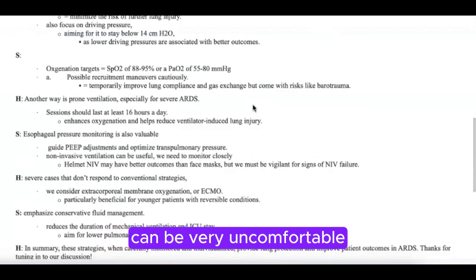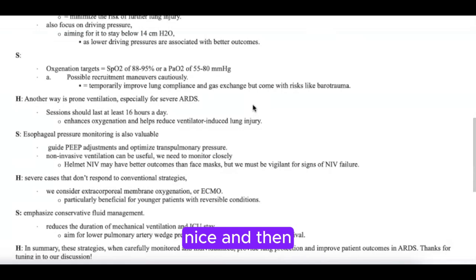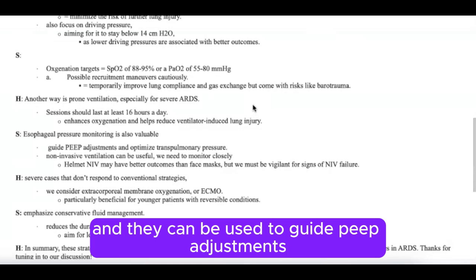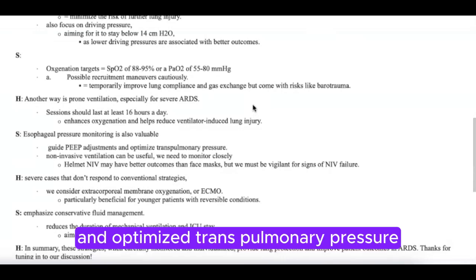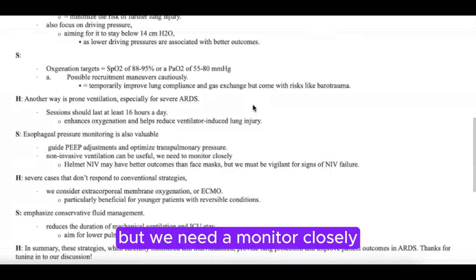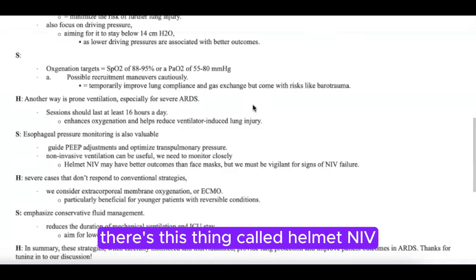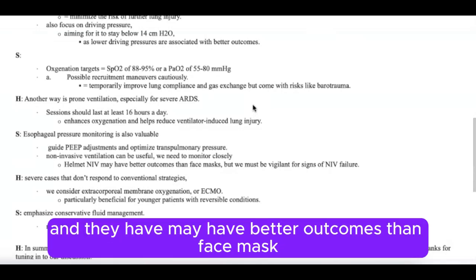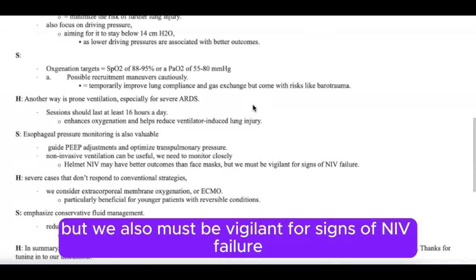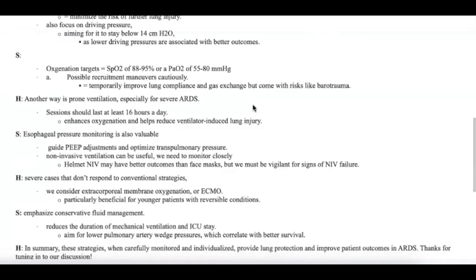There are issues with aspiration, and beds are not basically designed for some people to lie flat and it can be very uncomfortable. Nice. And then esophageal pressure monitoring is also valuable, and it can be used to guide PEEP adjustments and optimize transpulmonary pressure. Noninvasive ventilation can be useful, but we need to monitor closely. There's this thing called helmet NIV, and it may have better outcomes than face masks. But we also must be vigilant for signs of NIV failure.